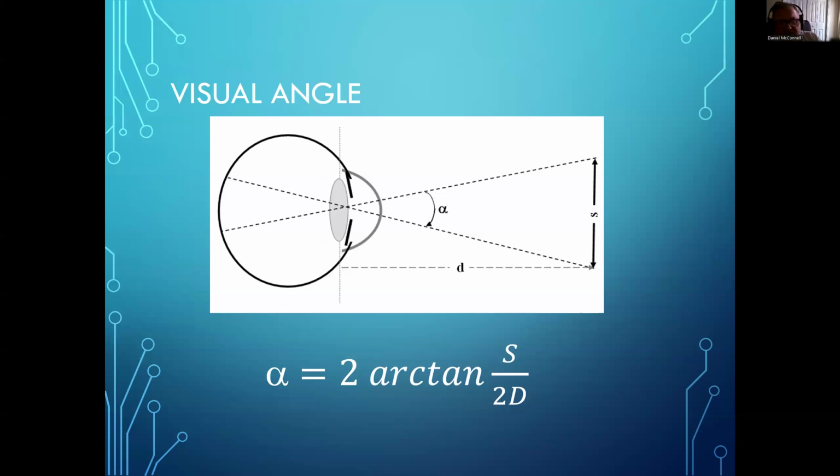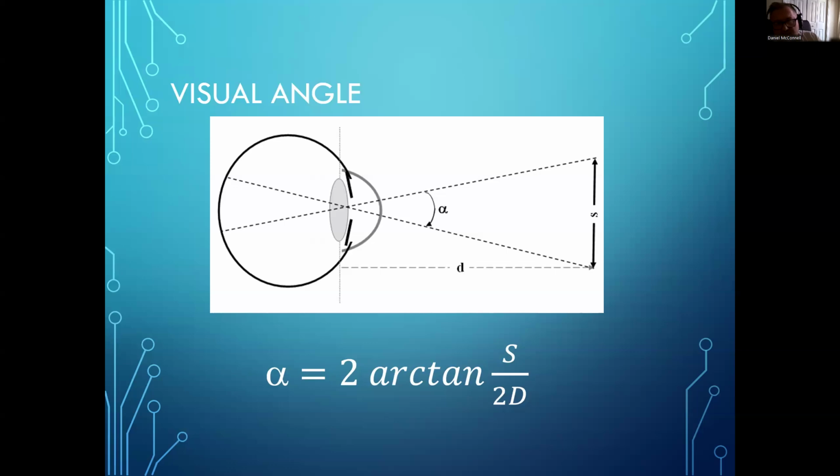Well, it would be the distance, right? So this trigonometric function says that if you take the arctangent of s over 2d and then multiply that times 2, you will end up being able to calculate the size alpha. And so in that case, you can see here how the size and the distance together determine the visual angle of an object.